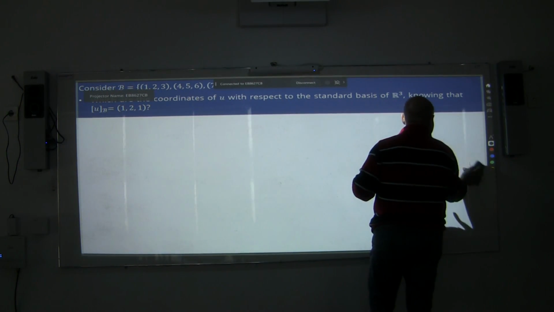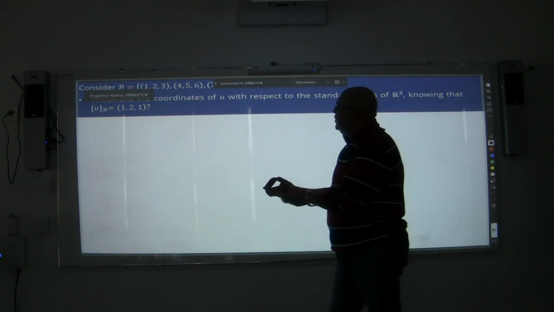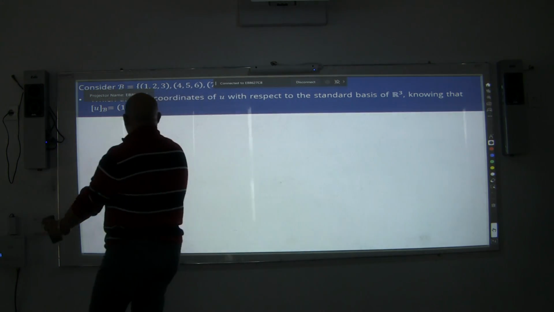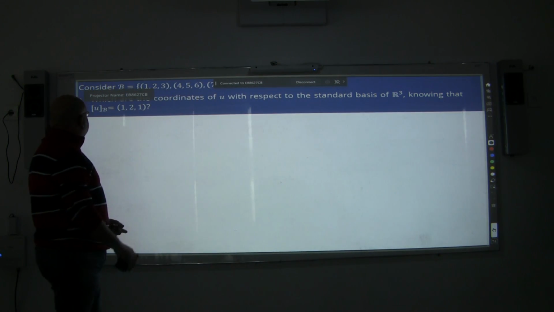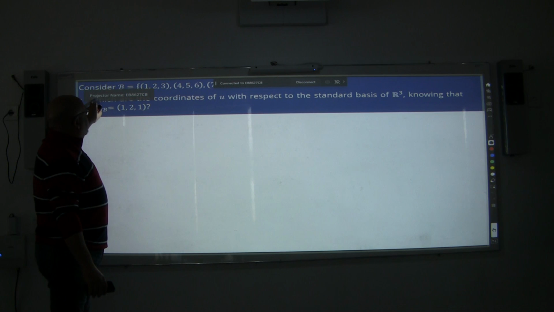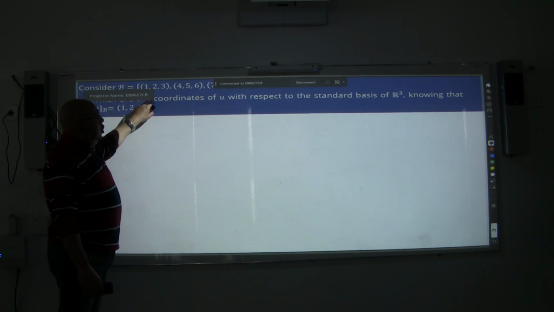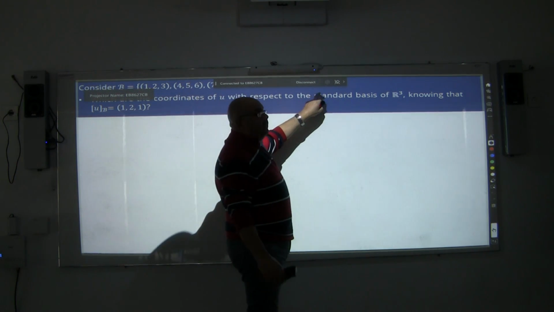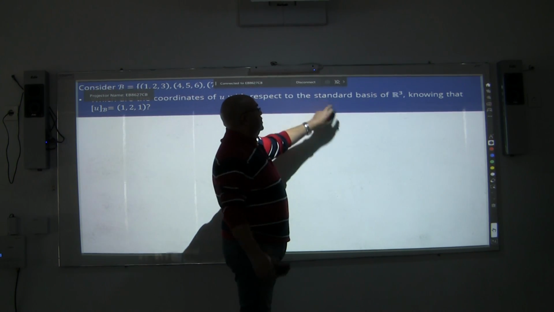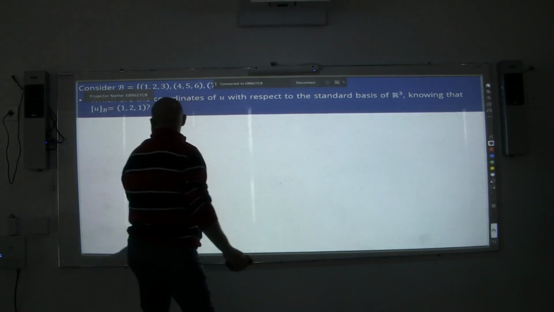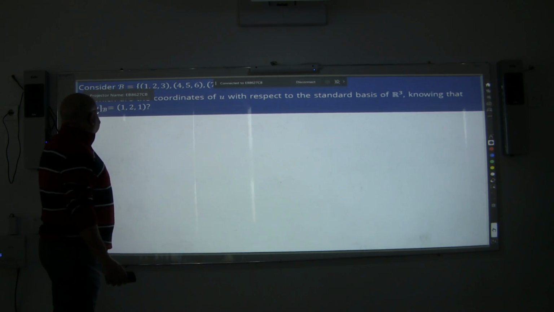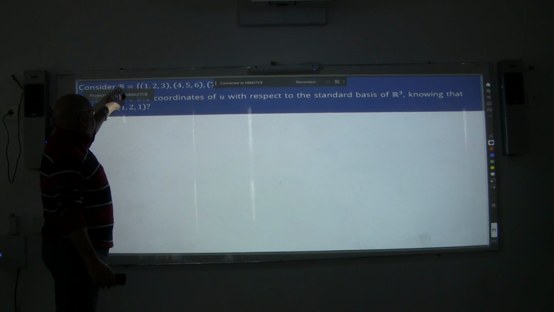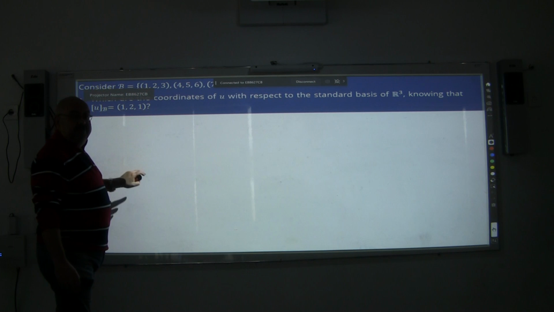For the second problem, consider also the basis beta with 3 vectors. He's asking you what are the coordinates of U with respect to the standard basis, remark the standard basis of R3, knowing that the coordinates of U with respect to beta are 1, 2, 1.